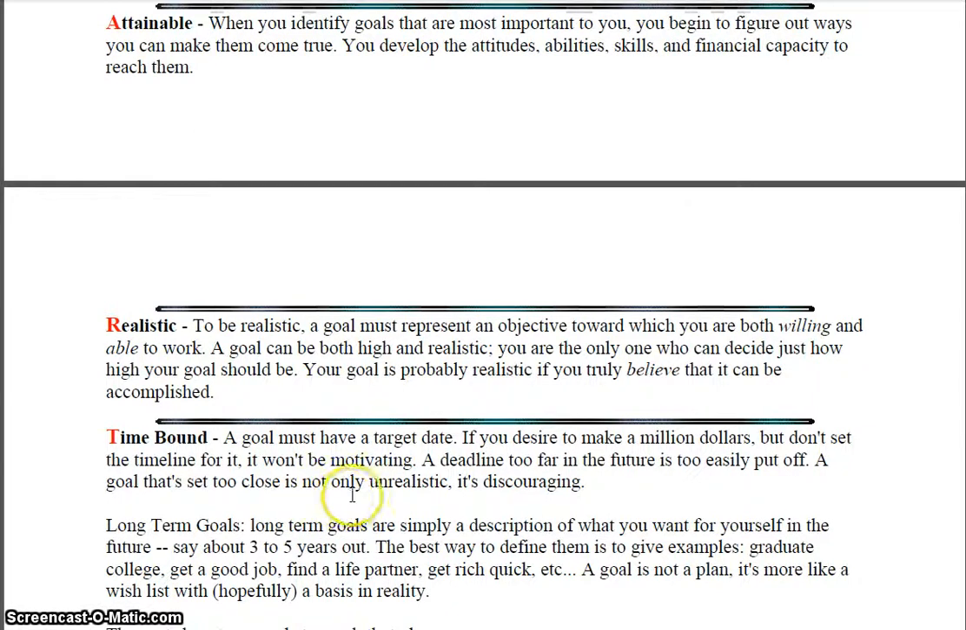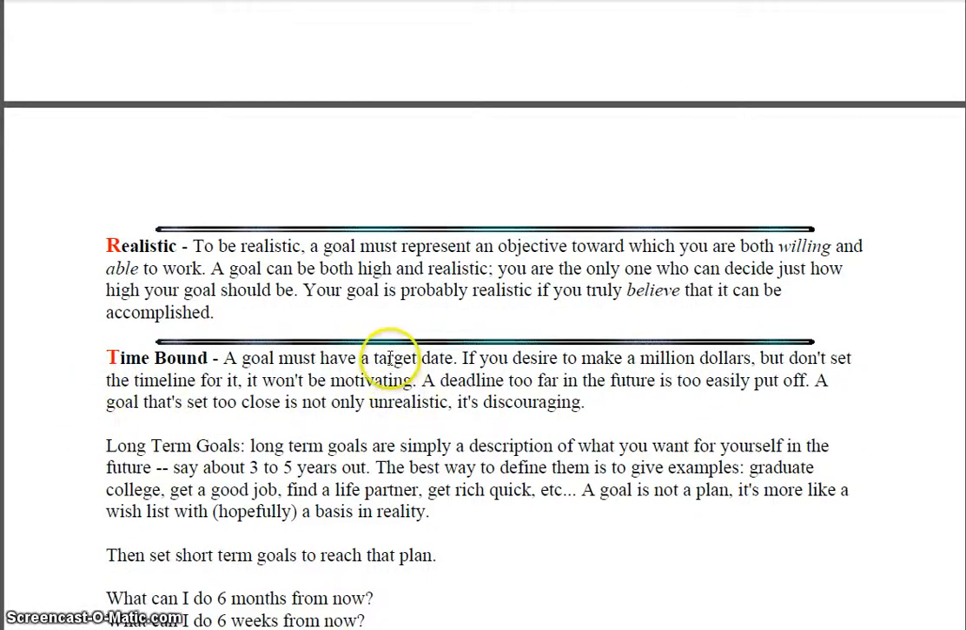Realistic. To be realistic, it has to be something that you are willing to achieve, but also able to achieve. Again, if you're trying to complete a 4-year degree and say that you will achieve that within 2 years, that is not attainable. It is not realistic. Time bound is giving you a target date so you know what to work for. It should be something that will help to motivate you. Don't make it too far off, which allows you to keep putting something off.